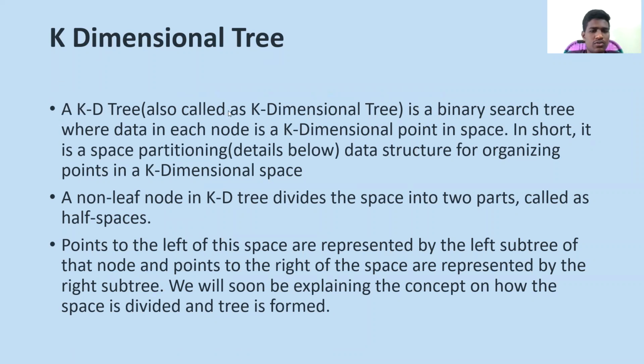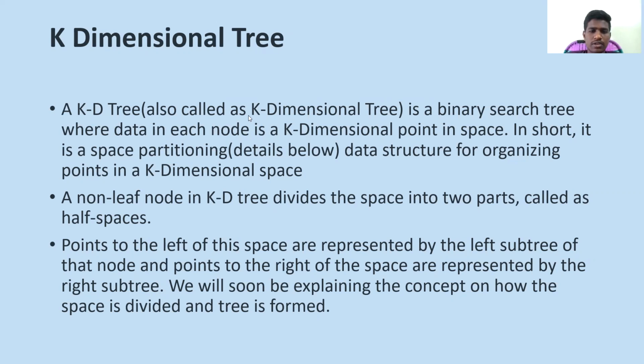A KD tree, also called a K-dimensional tree, is a binary search tree where data in each node is a K-dimensional point in space. In short, it is a space partitioning data structure for organizing points in a K-dimensional space. Here, we can see in this K-dimensional tree, each node contains K dimensions.